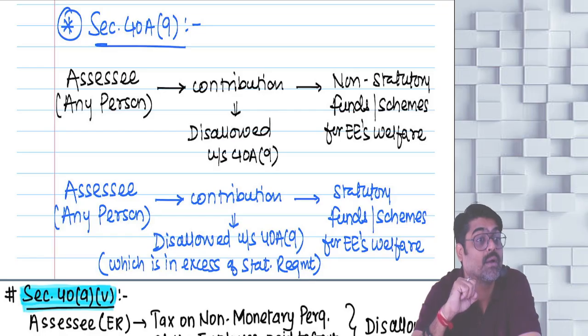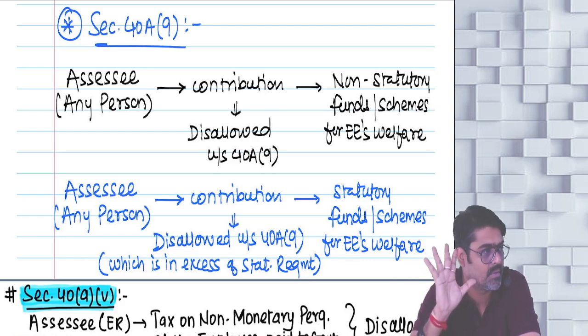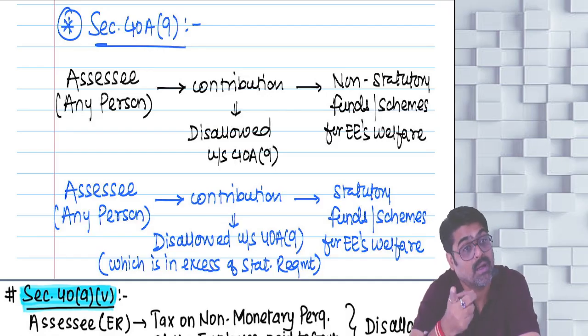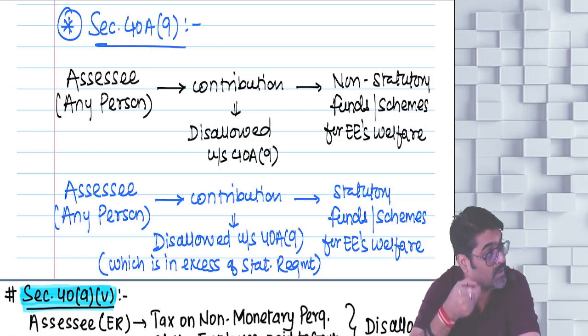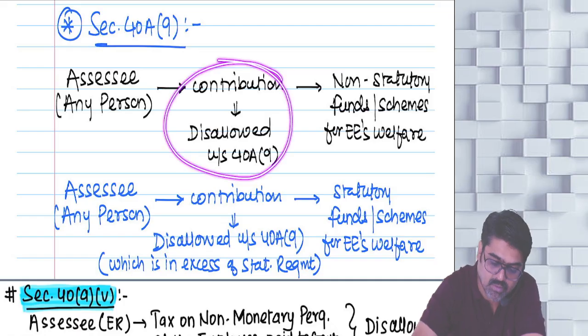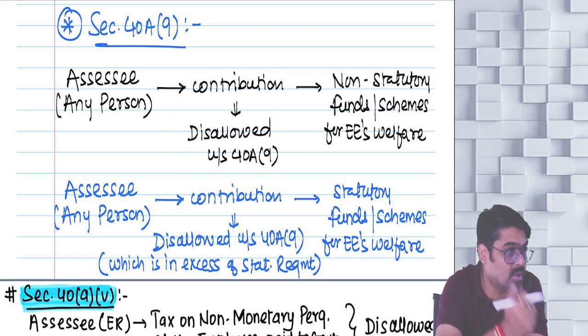So where are you contributing? Non-statutory funds or schemes for the welfare of your employee. So any staff welfare fund, any staff welfare scheme which you have created for the benefit of your employee, if it was not required by any law, it was a non-statutory fund, non-statutory scheme. And if you are contributing to that fund right now, that contribution will not be allowed as a deduction. That will be disallowed.